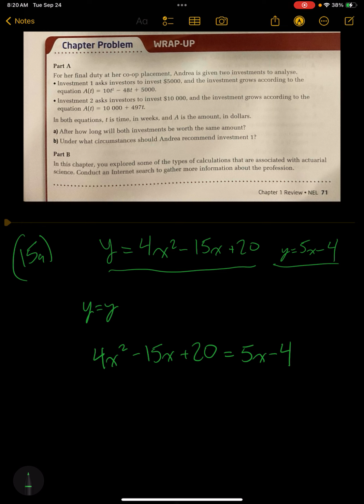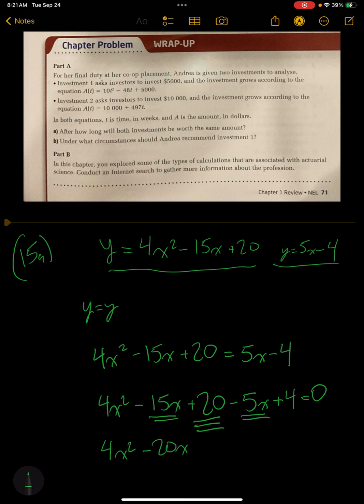And what do we do next? Well, we put everything on one side: 4x squared minus 15x plus 20 minus 5x plus 4 equals 0. Next, collect like terms: 4x squared minus 20x plus 24 equals 0. And now we just solve for our x.